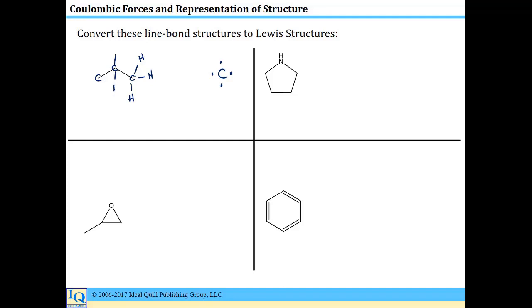The carbon in the middle already has 2 bonds, so it only needs 2 hydrogens. The carbon at the end has 1 bond. To get up to 4, you'll have to fill in the missing 3 hydrogens. And we have the correct Lewis structure drawn over top of the line-bond structure there.